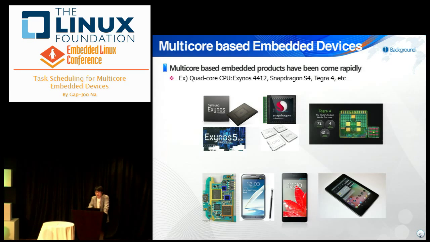These photographs are representative and newest embedded devices such as smartphones, tablet PCs, and their multi-core SoCs. This one has four core CPUs and a GPU or more. Using a multi-core processor, we are able to reduce power consumption without performance degradation. So thanks to multi-cores, now we are able to make the best use of personal computing devices instead of desktop PCs.